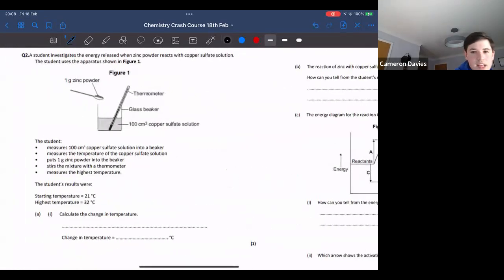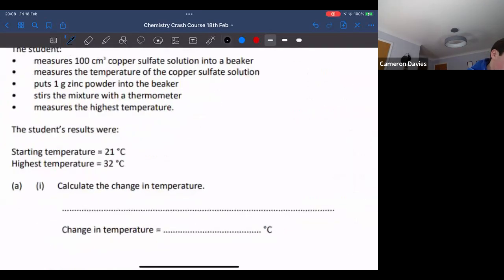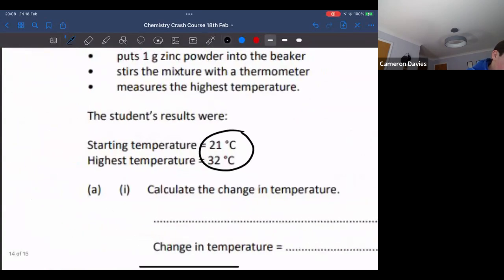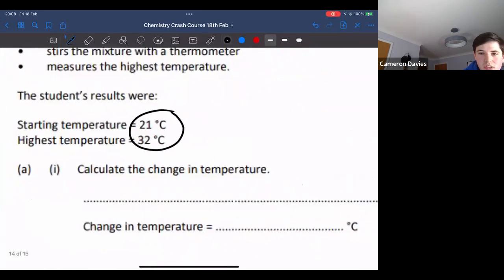So here we're looking at endothermic and exothermic reactions. We've got a reaction going on here where we add zinc powder to copper sulfate. And that is going to be an example of energy being released. So that's going to be an exothermic reaction. And we not only know that because it tells us that energy is being released, but we also can see that from the temperatures. As you can see, we start at 21 degrees, but the temperature increases. So if the temperature increases, we're releasing more heat. So it must be exothermic.